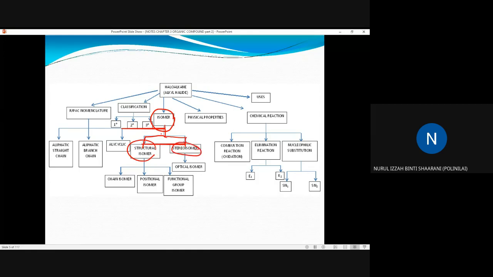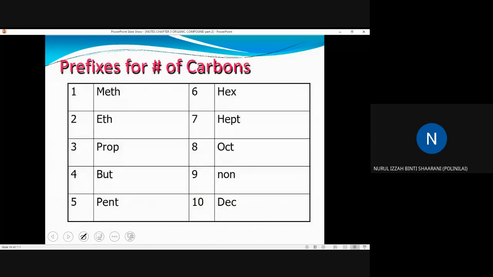Okay, so kita nak tengok sekarang ni adalah isomer jenis structural. Okay, so tu yang kita akan tengok lah. Okay, dan ini yang kita akan kaitkan dengan haloalkane dan juga alkane tu lah.